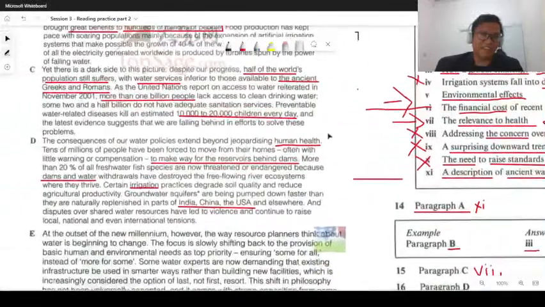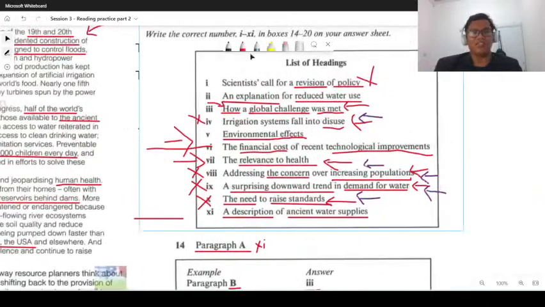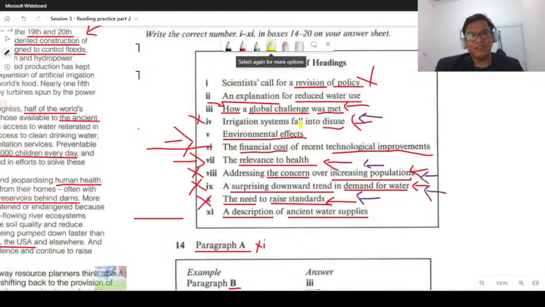Right? Let's take a look again at paragraph D. Nope, the first part was talking about water policies, people moving away from their home, right? Freshwater fish species are now threatened or endangered, so more towards environment or irrigation, right? So how global challenge met, that's done. Irrigation system fall into disuse, right? That can be an option, but it says here fall into disuse, so basically becoming unusable, right? So in that case, we didn't really notice that in the paragraph. But we'll keep that open in case we don't find anything better.